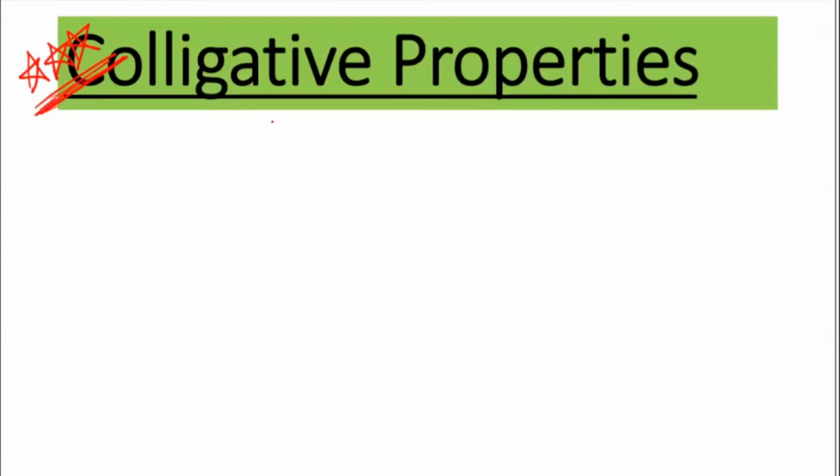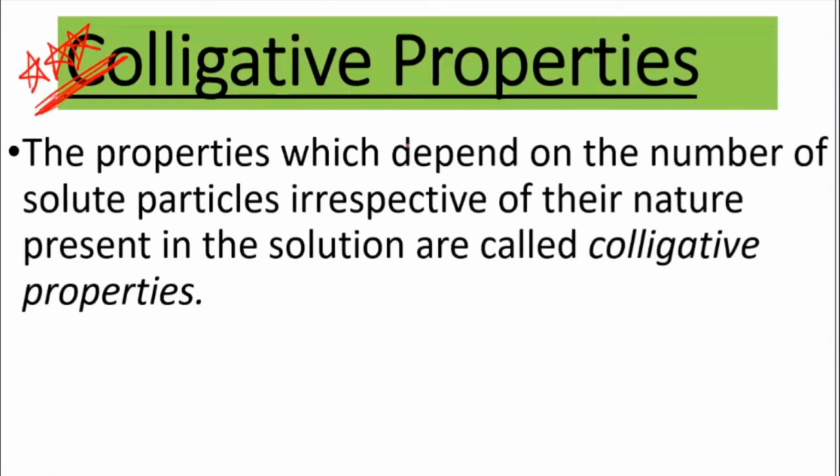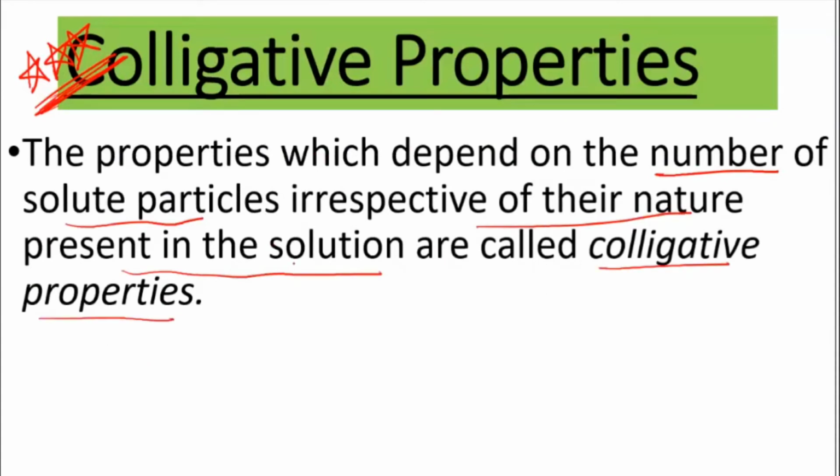Even sometimes the definition of colligative property is also asked, or they ask you how many types of colligative properties are present. So we will start with this. Now let's see what exactly colligative property is. It's a property which depends on the number of the solute particles present in the solution, irrespective of their nature. That property, if you're measuring, is a colligative property.